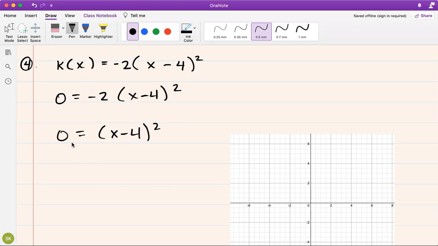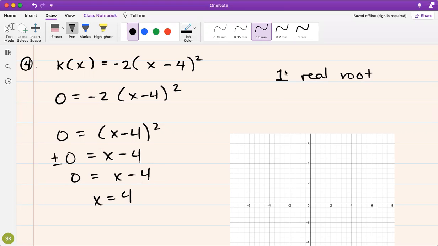And then what can I do from here? Notice I have something squared is equal to 0. Well, this is not a negative number, which tells me I'm not going to have any complex roots. So I'm either going to have one real root, or 2 real roots. Take the square root of both sides. Plus or minus 0 is just 0. And we get x is 4. Notice that I get 1 real root. It just shows up twice.